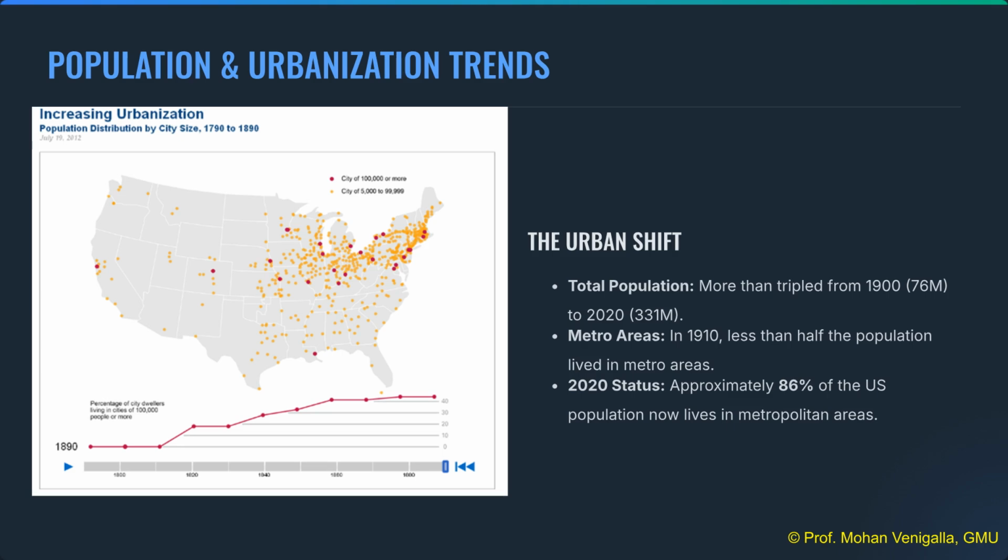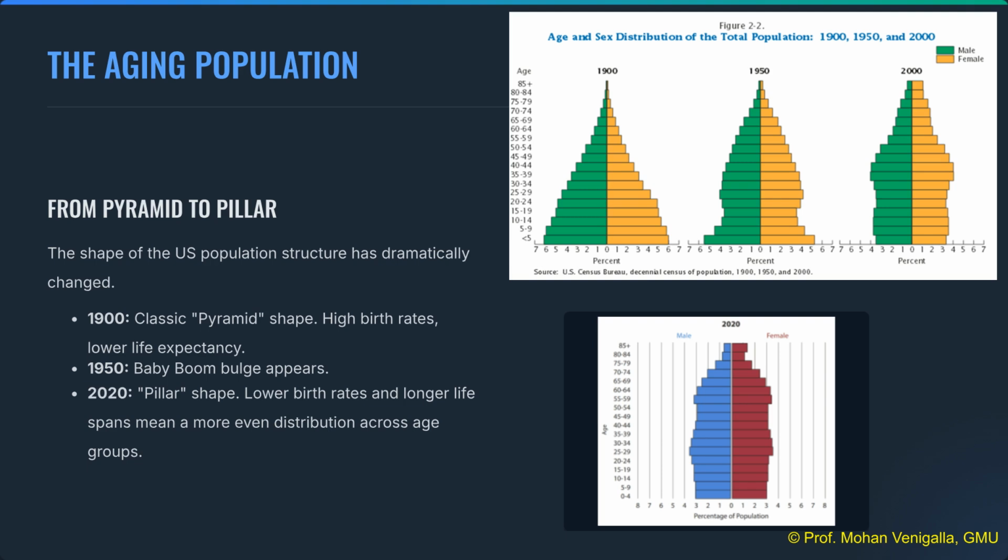Population lived in metropolitan areas, illustrating the continuous urban shift. The map insert shows you the trend in the rise of urban areas with more than 100,000 population. The U.S. population structure is aging, moving from a classic pyramid shape in 1900 to a pillar shape in 2020 due to lower birth rates and longer lifespans.